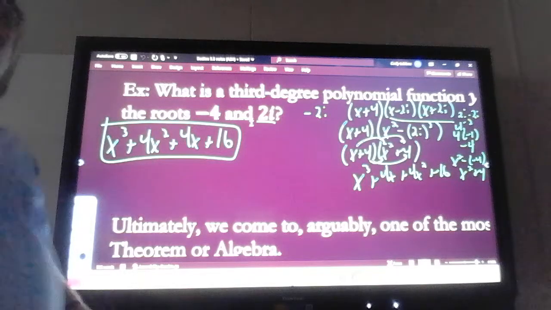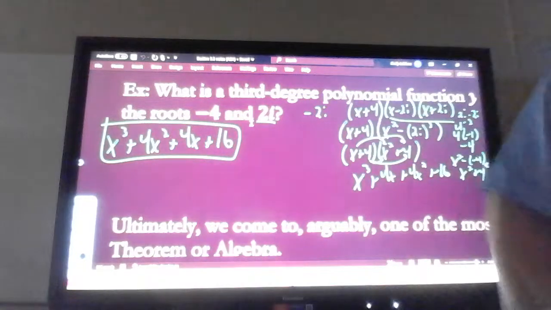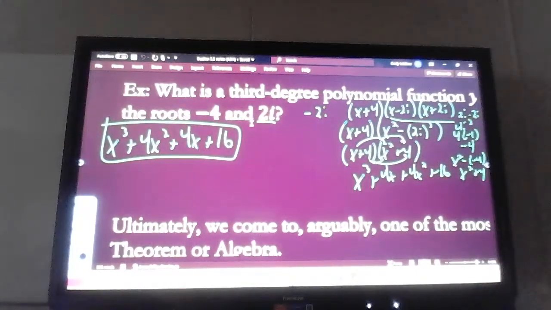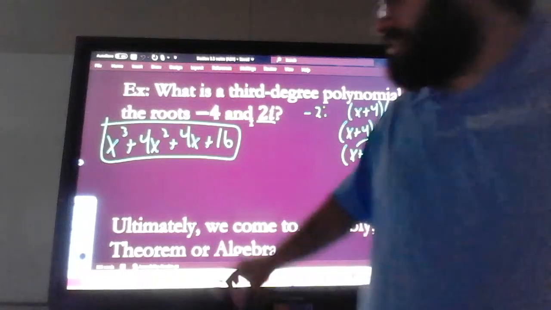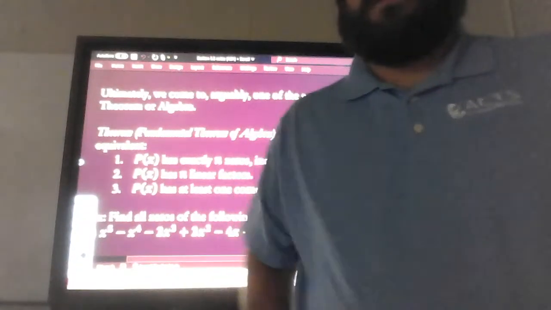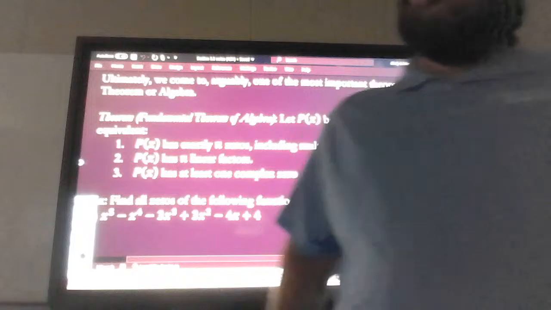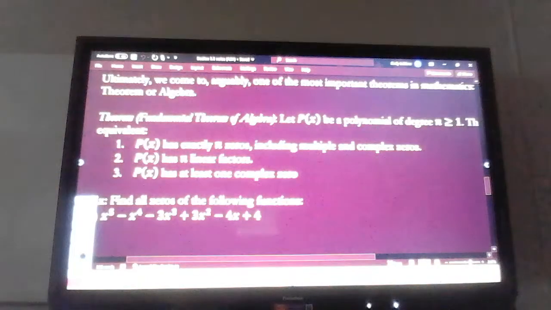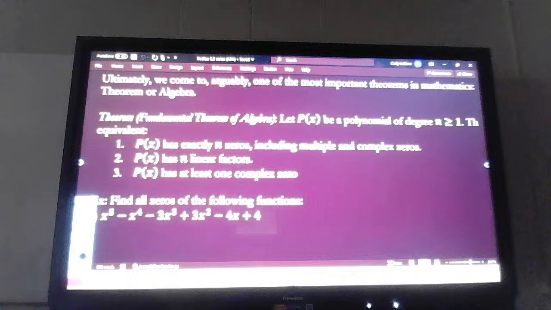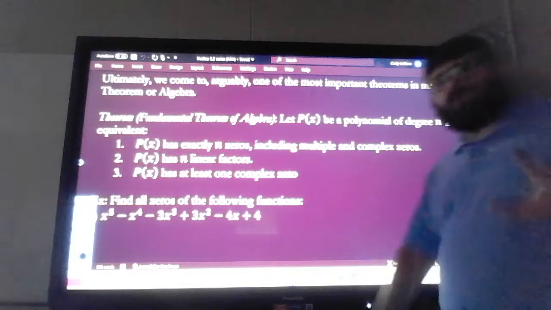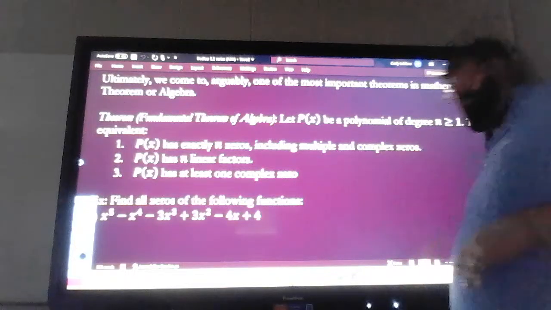Now, throughout this whole section, we've noticed that the number of solutions, the number of roots that a polynomial equation has, is equal to the degree of the polynomial. What this gives us is one of the most important theorems in mathematics, and it's called the fundamental theorem of algebra. So, if I have a polynomial of degree n, which is greater than or equal to 1, so it's a polynomial function, it's not a constant function, then the following are equivalent. And remember, we saw this phrase before, meaning that if one thing is true, all of them are true.